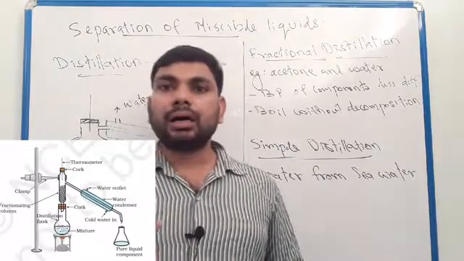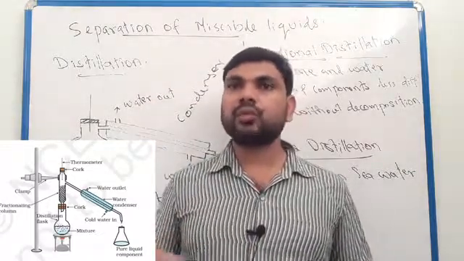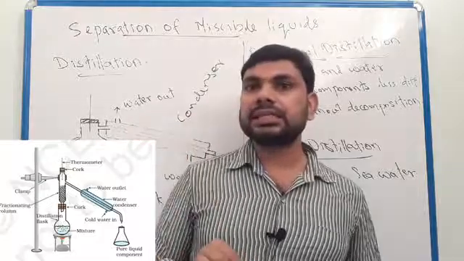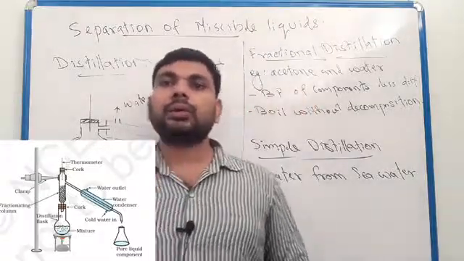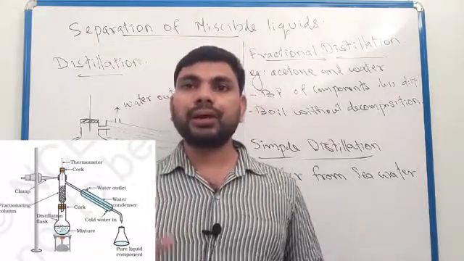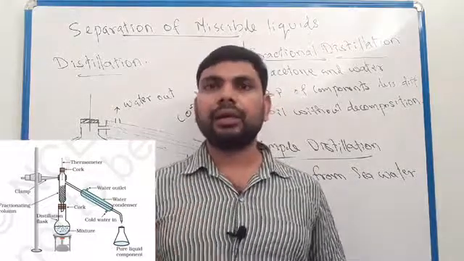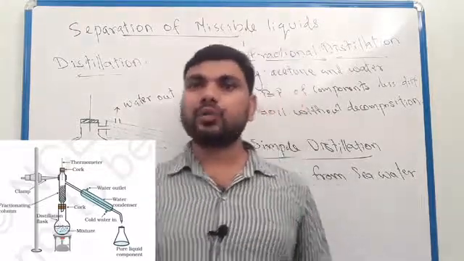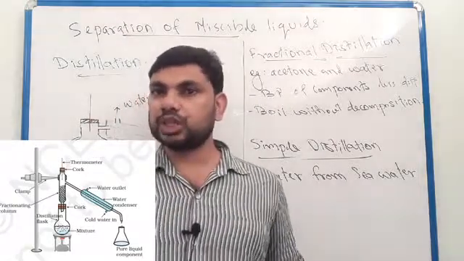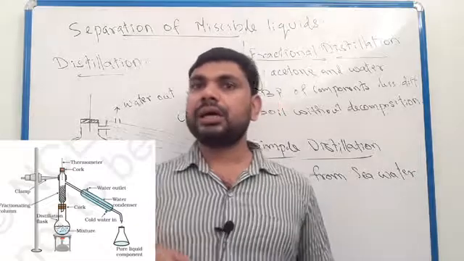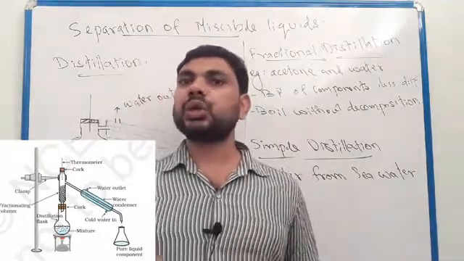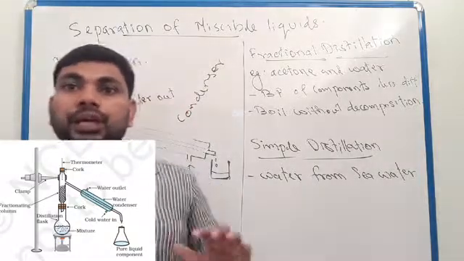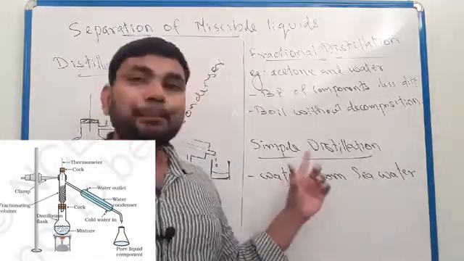For example, alcohol will boil at 70 degrees Celsius and water will boil at around 100 degrees Celsius. So their boiling point difference is around 25 Kelvin, so we can use fractional distillation. Another example is acetone and water, their boiling points are very close to each other, not a big difference. A big difference means the different components of the mixture have a big boiling point difference, then we have to use simple distillation.